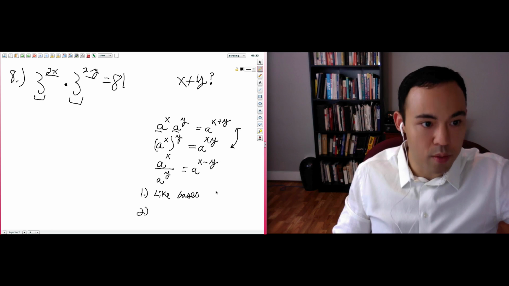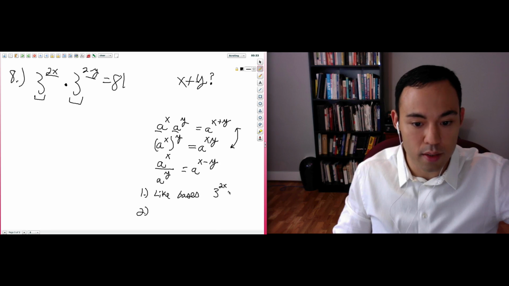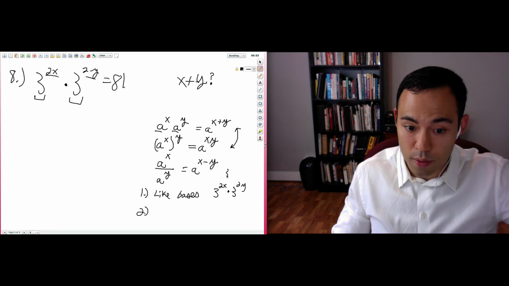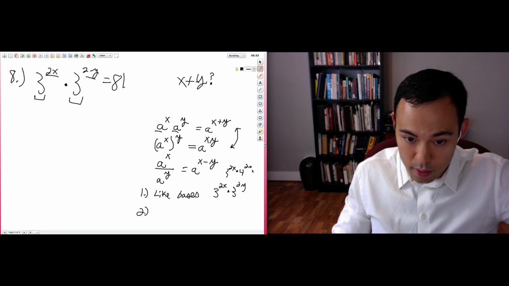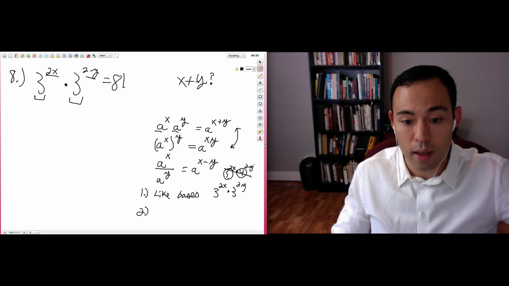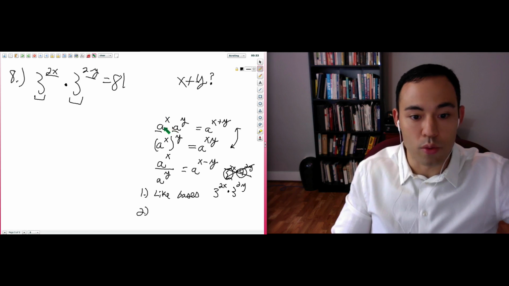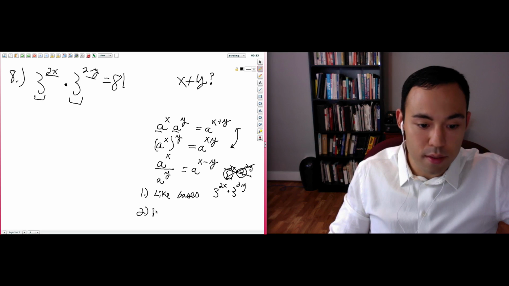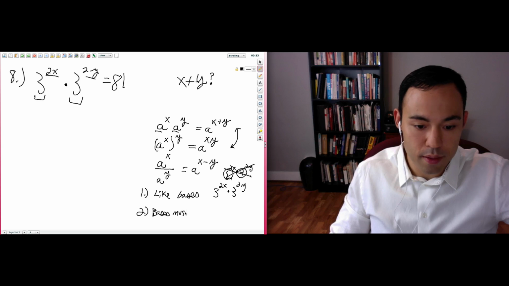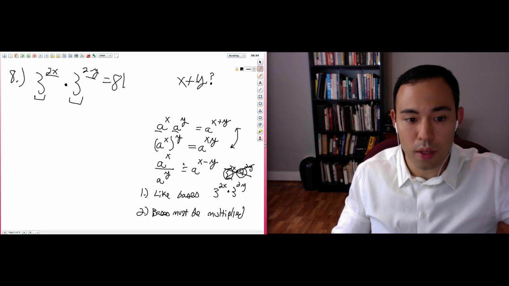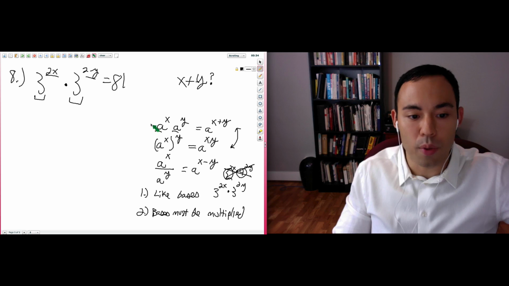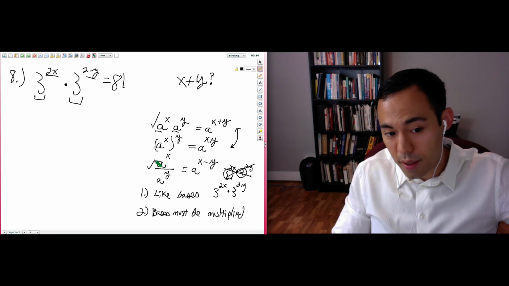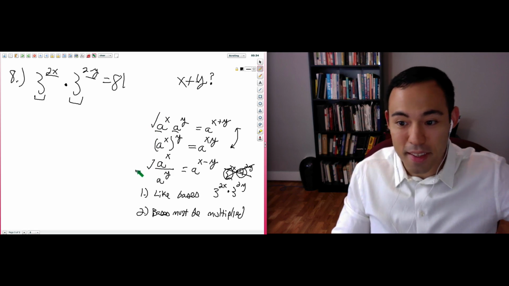But anyway, it has to be a situation like we have here, 3 to the 2x times 3 to the 2y. If it were 3 to the 2x times 4 to the 2y, the bases are not like, and we can't apply this rule here. All right. The other thing is the bases must be multiplied. If they're not multiplied, you can't apply any of these rules.